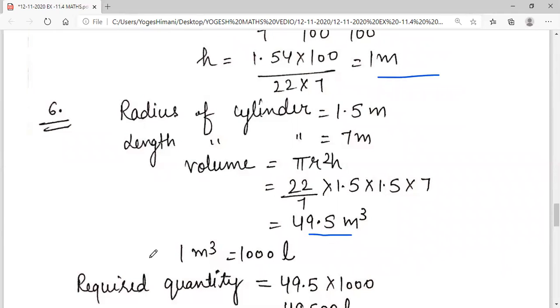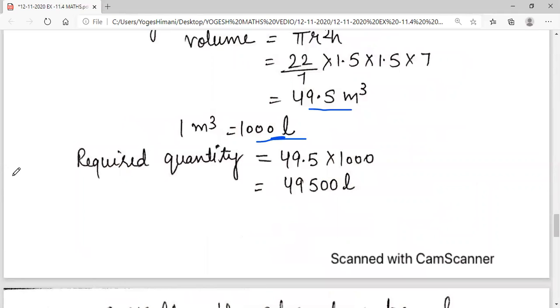So we know that 1 meter cube is equal to 1000 liter. इसके इक्वल होता है, आपने याद करना है इसको, ओके. सो रिक्वायर्ड क्वांटिटी क्या निकलेगी आपकी 49.5 मल्टीप्लाई 1000. So that will be equal to 49,500 liter.